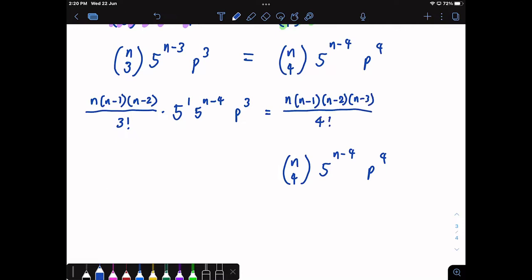Very good, yes. And then multiply by 5 power n minus 4. Oh, by the way, I put a dot here to mean multiply. Then p power 4. This is a common symbol that will be used in university and onwards.